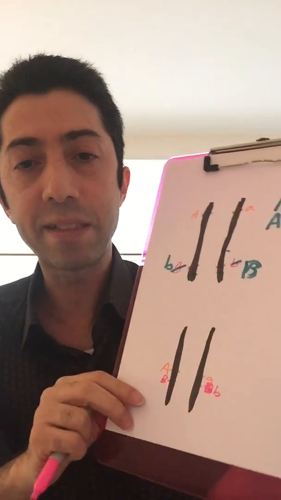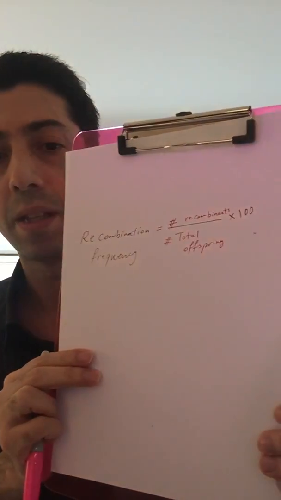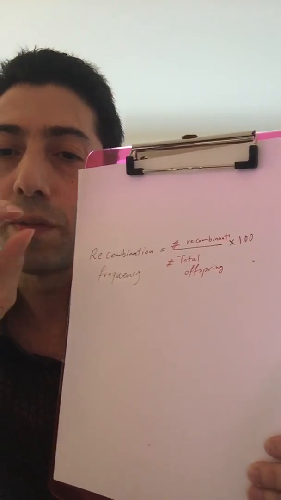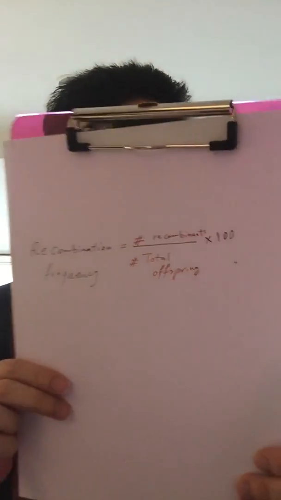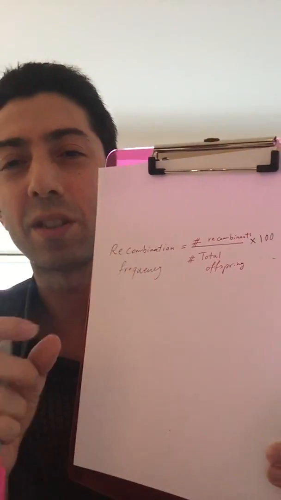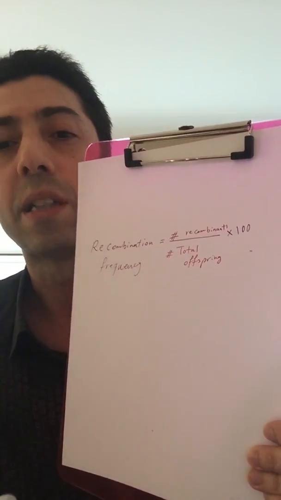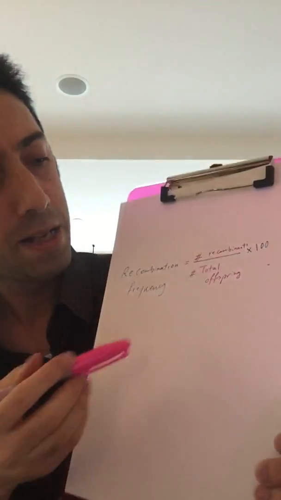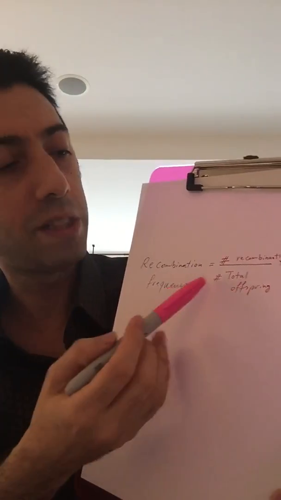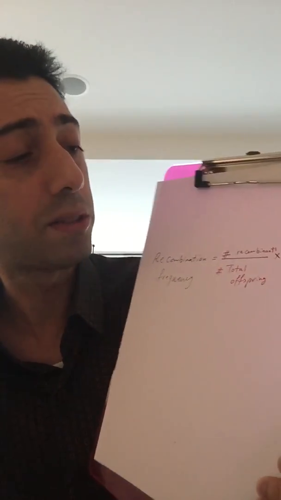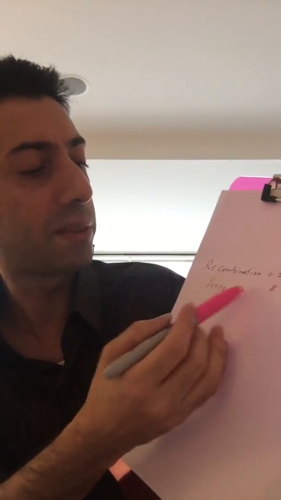All right. Based on this kind of explanation, scientists came up with the formula of recombination frequency. Those genes that are very close to each other are called linked genes. They're linked because they're so close to each other, and the possibility that they go to the gametes together is high. So based on the result, you can calculate the recombination frequency.